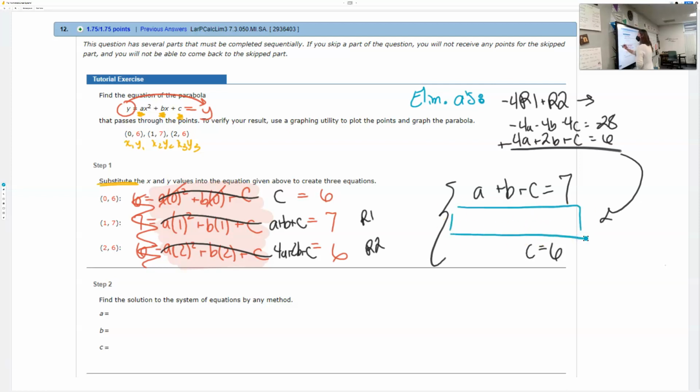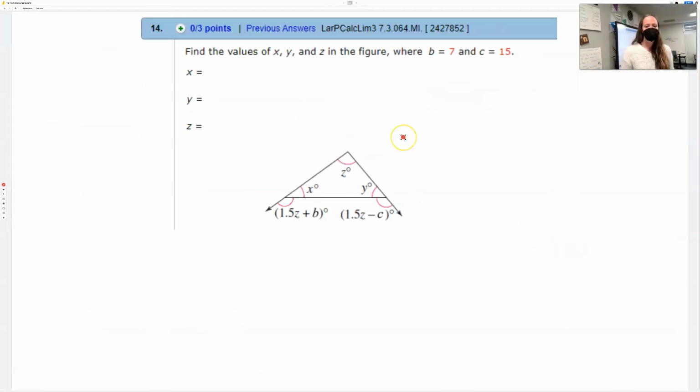Plug that in. And when you're ready, you're going back and back substituting, and you already have your answer right down here as far as C equals 6, and you're just trying to find your B, trying to find your A. Let me know if you get stuck on that. However, I did promise that I was going to peek at number 14.